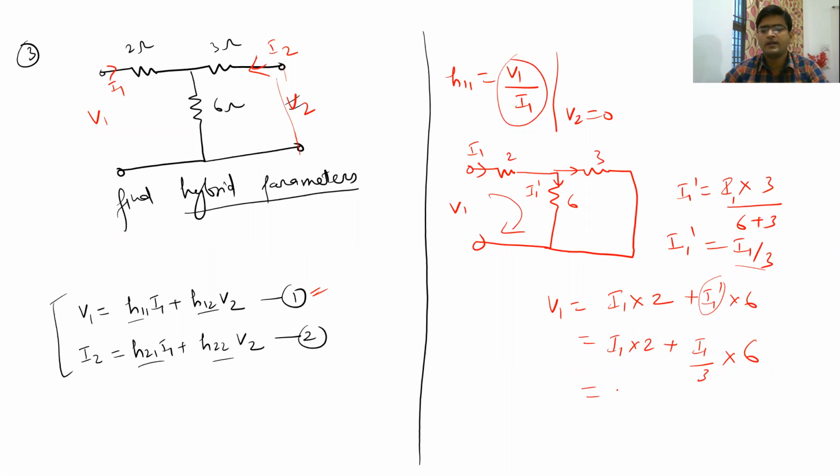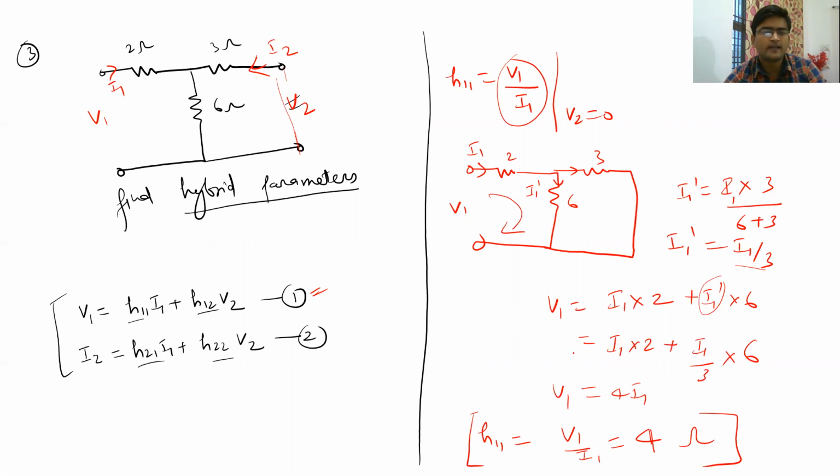So we will get 4I1. V1 is equal to 4I1. So obviously V1 upon I1 is going to be equal to 4, and this is basically in terms of ohms. So what is this? This is nothing but your H11 value. So your H11 value using this came out to be 4 ohm.